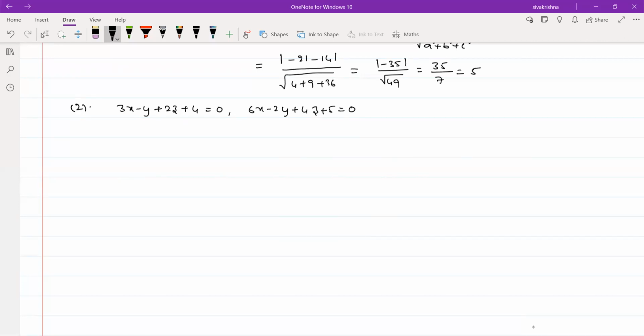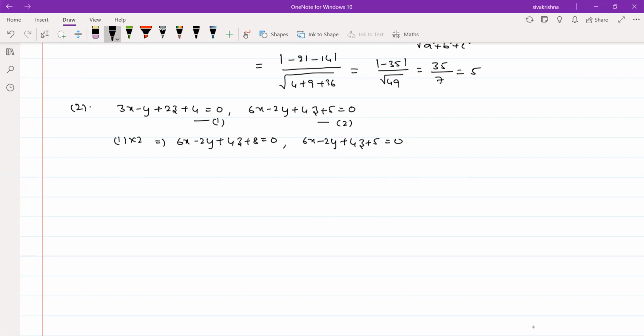Okay, but whenever you multiply equation 1 with 2, this is the first equation and this is the second equation. So if you multiply equation 1 with 2, we get 6x minus 2y plus 4z plus 8 is equal to 0. And in the second equation we have 6x minus 2y plus 4z plus 5 is equal to 0. So whenever we multiply equation 1 with 2, the coefficients of x, y, z in both the equations are the same. Then we say that those two equations are parallel planes.